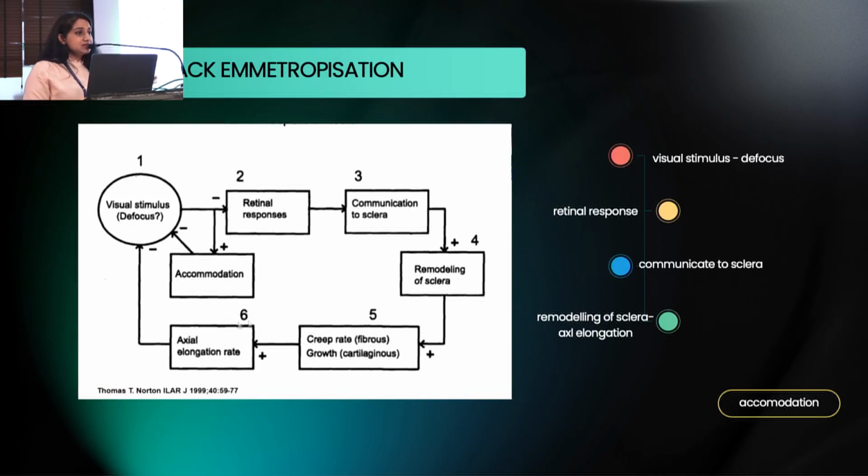So when there is a visual stimulus of defocus, it can be myopic or hyperopic, but in myopic cases, it is hyperopic defocus. This produces a retinal response, and that leads to a communication to the sclera, triggering a remodeling of the sclera, which affects the axial length elongation. Similar action is seen when there's an accommodation lag. It produces a hyperopic defocus as well.